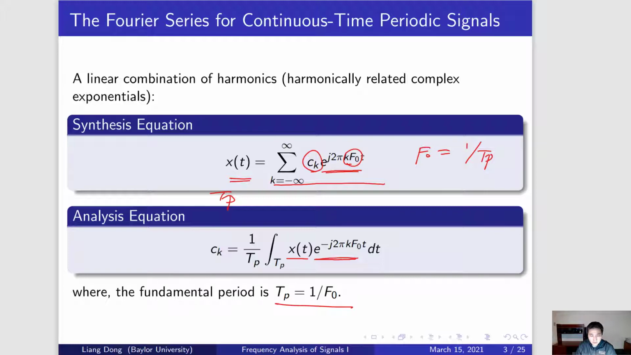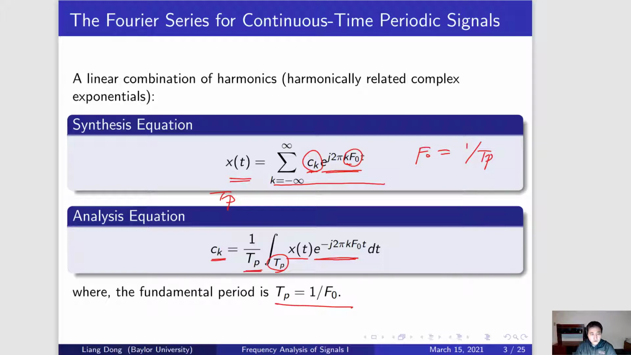power negative j 2 pi k f0 t. Because t is a continuous variable, we do an integration dt over one period, T sub p. And then we do a normalization over one T sub p here. That is to calculate all these complex coefficients, which are those weights c sub k here.